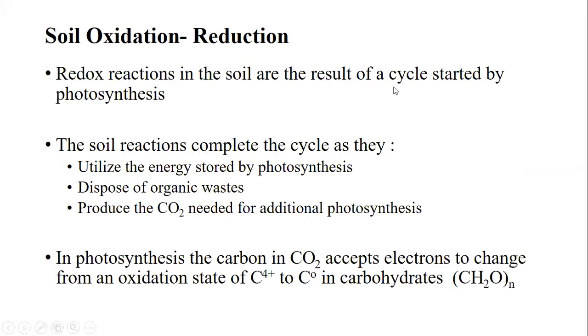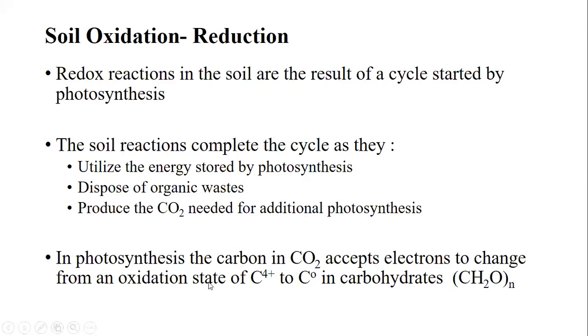Remember, when you talk about a cycle, that means you start somewhere and you end up going back to that point again. So the soil reactions produce the CO2 through the decomposition of organic waste, through the respiration of plants also and microorganisms in the soil. So they produce the CO2 needed for additional photosynthesis. You remember that CO2 is needed by the plants to carry out photosynthesis. They take it through the stomata of their leaves to start the photosynthesis process.